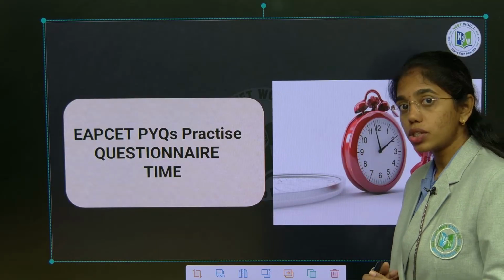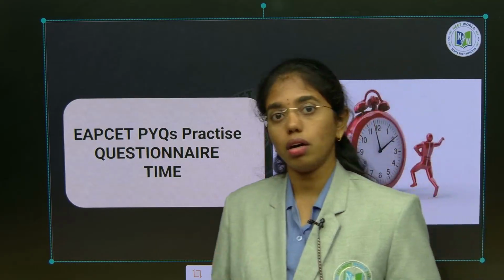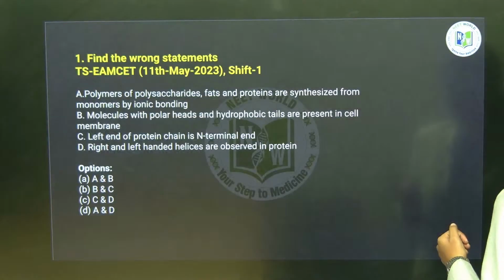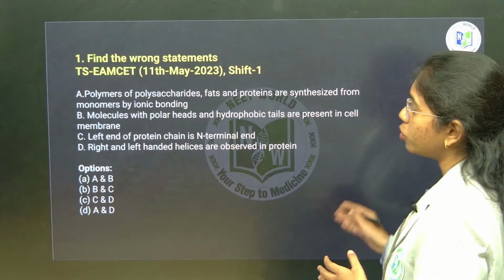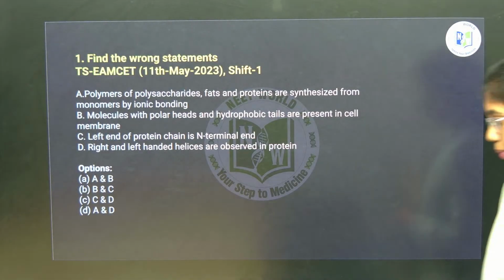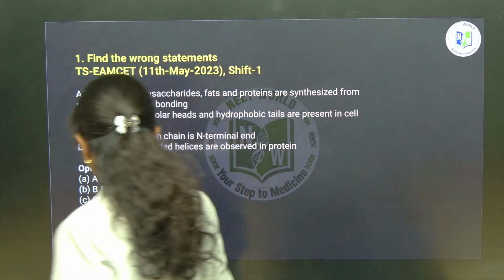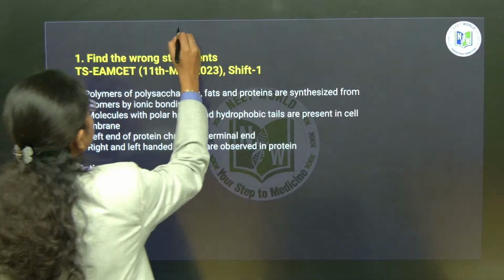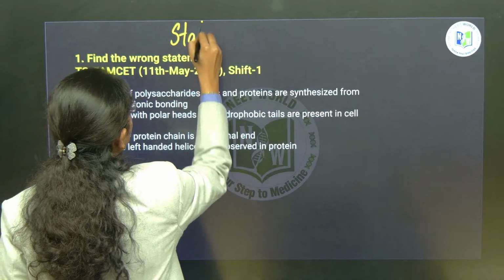And from our next class, we will be starting the botany 12th standard syllabus for EAPCET. Okay. So, now here you see the first question from biomolecules. This is a statement based question, we need to identify the wrong statement.